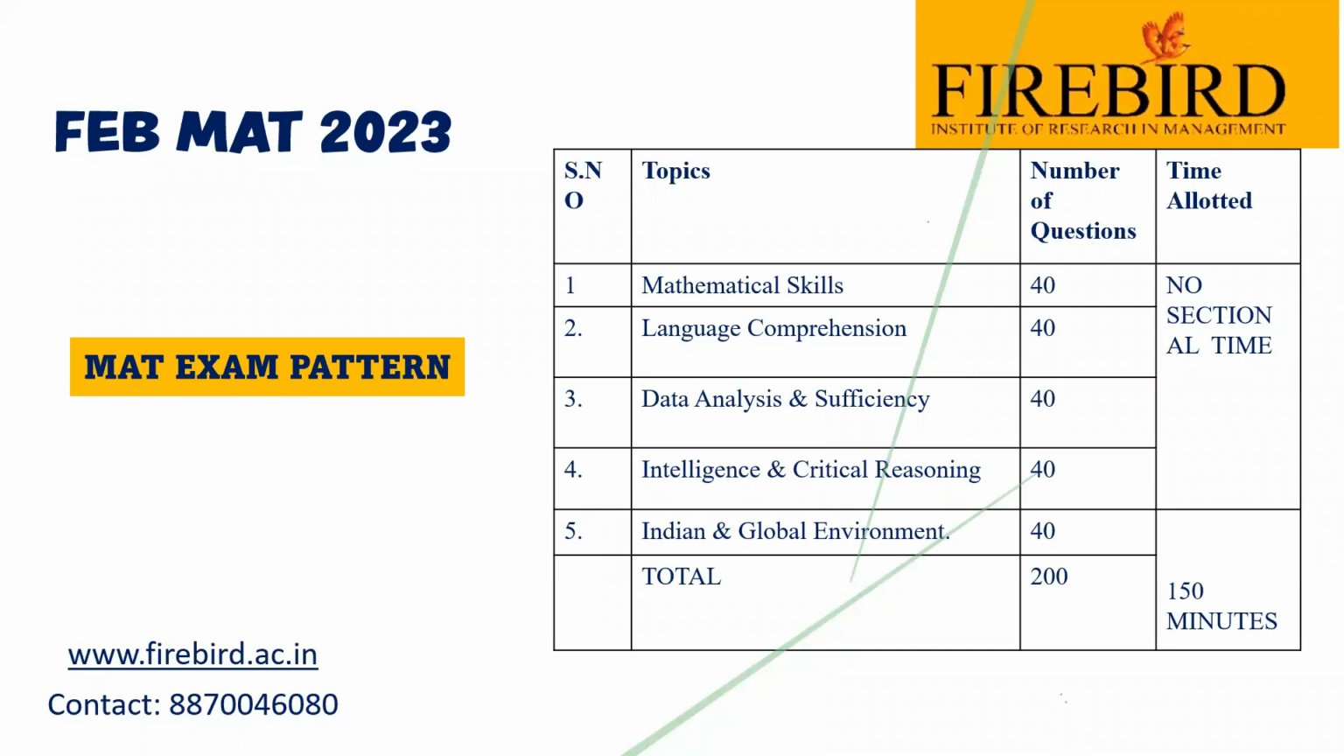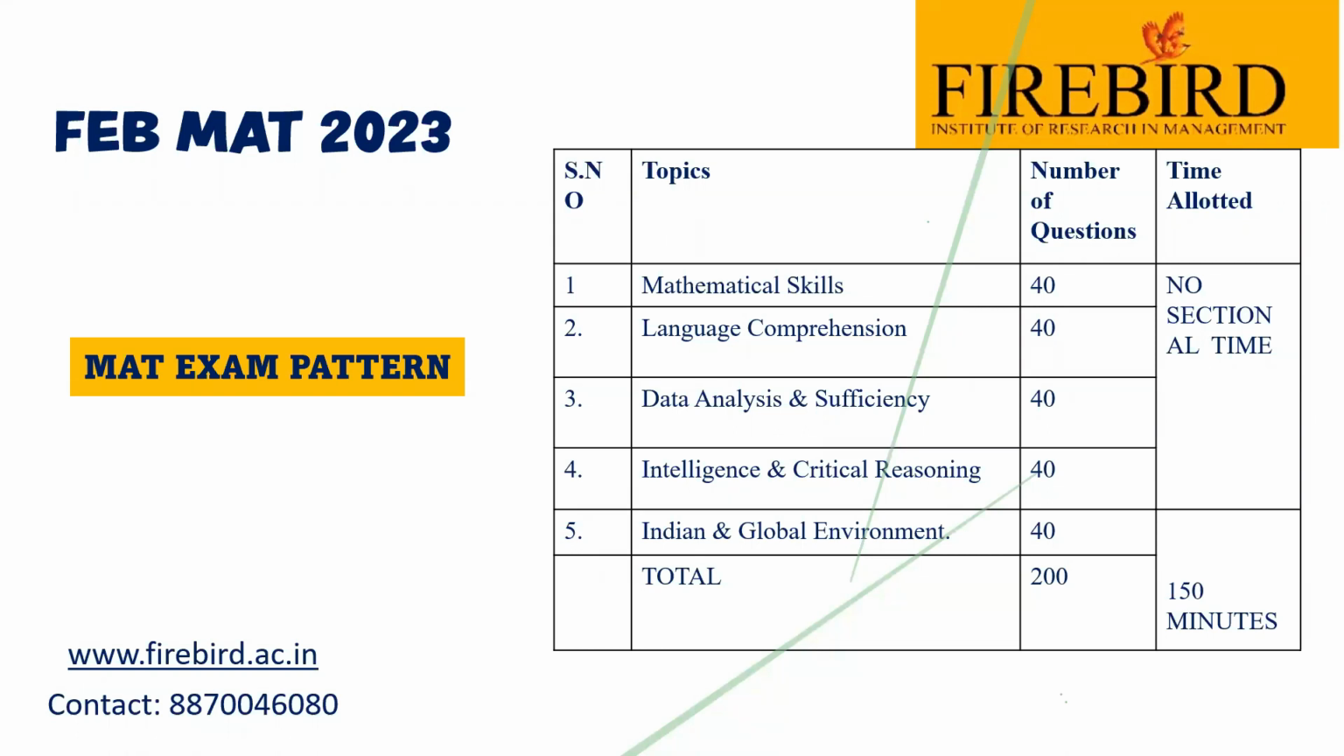After completing your language comprehension part in 25 minutes, go through the intelligence and critical reasoning. For the next half an hour, you stay in that section. And the remaining 1 hour 40 minutes, so 1 hour 30 minutes, 1 hour 20 minutes you spend on data analysis and sufficiency as well as mathematical skills. And in the last 10 minutes, do Indian and global environment. Okay, this is the strategy you have to follow for the upcoming Feb MAT exam to score 600 plus.